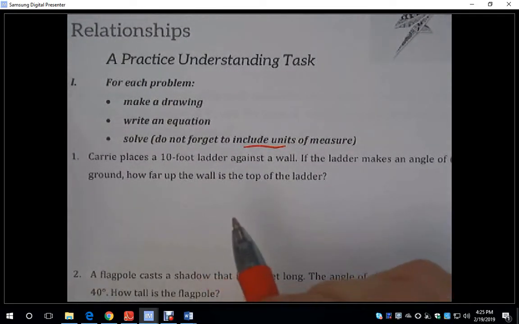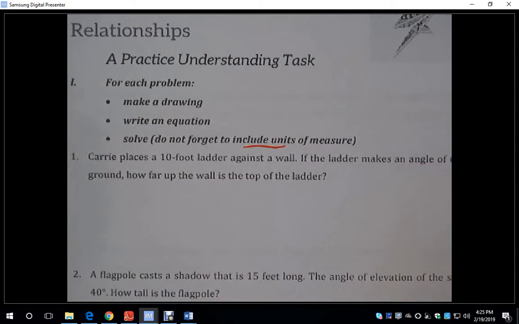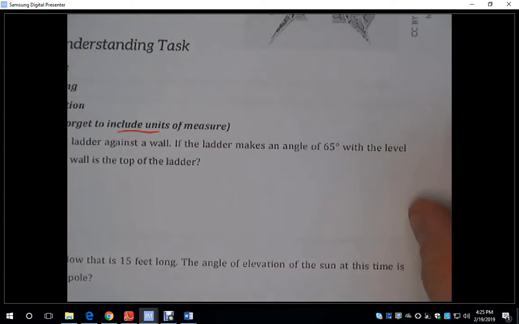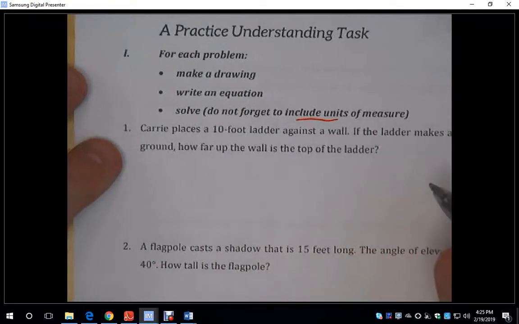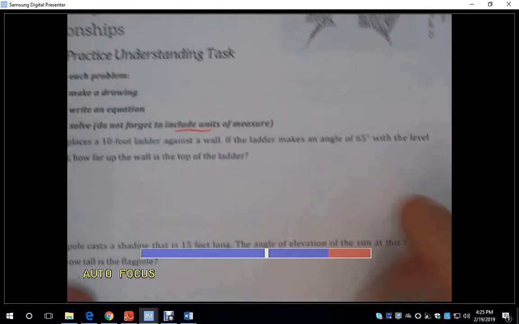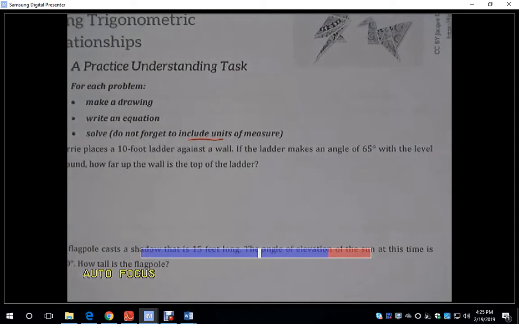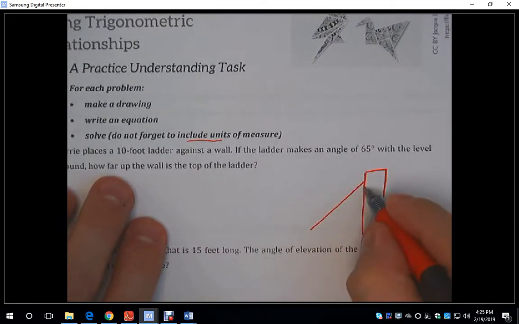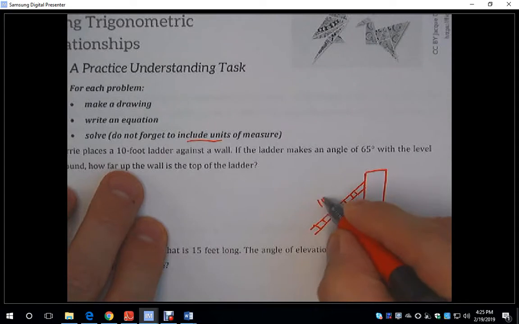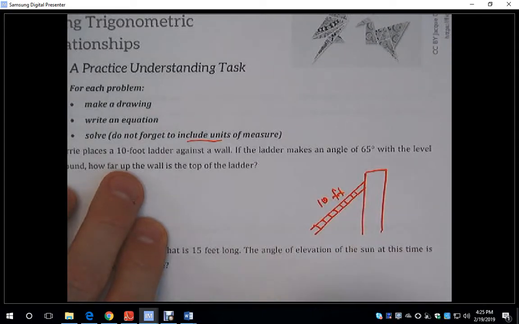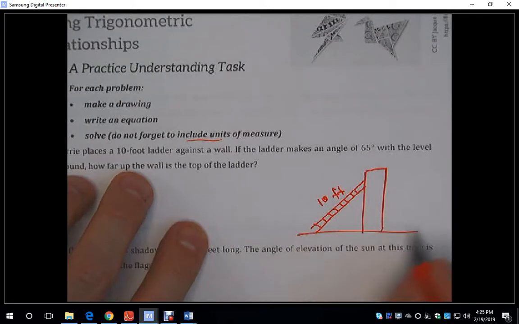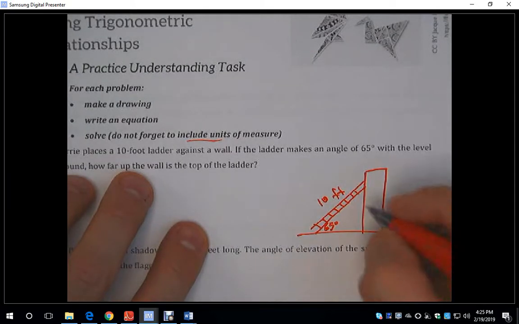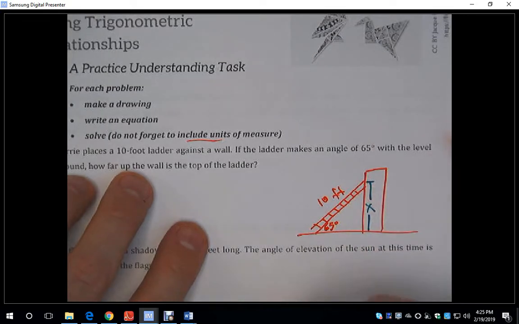Number one says, Carrie places a 10-foot ladder against a wall. If the ladder makes an angle of 65 degrees with the level ground, how far up the wall is the top of the ladder? All right, so let's draw our picture as suggested. Here is my wall, and there's a ladder leaning against the wall that is 10 feet long. I know there's an angle to the ground of 65 degrees, and I want to know what, we'll call this x, the height of the ladder up the wall.